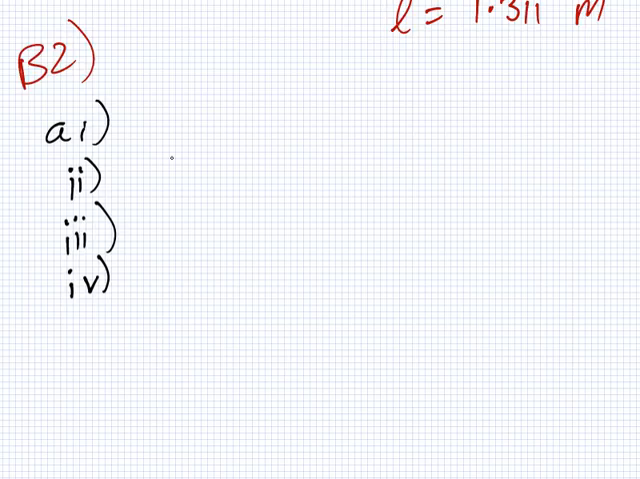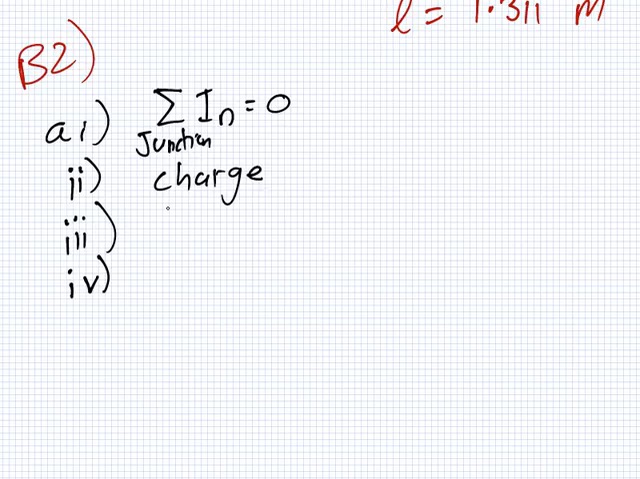The first is the junction law. It states that if you add up all the currents going into a junction, the total is 0, and this is the conservation of charge. The second one is the loop law, which means if you add up all the voltages around a loop, you should get 0, and this is the conservation of energy.